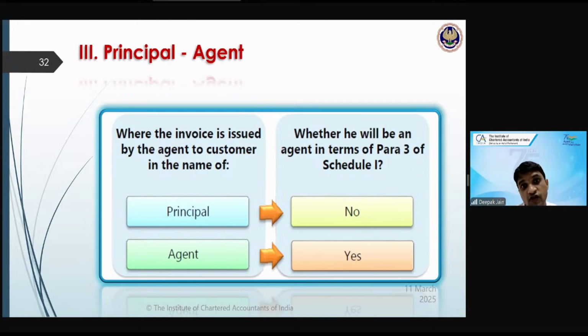But when the invoice is issued by the agent to the customer in the agent's name, then it will be an agent in terms of para 3. So basically, whenever agent has his name on the invoice, then GST will be liable on agent principal. Correct. Clear? Because we'll have some scenarios here to understand. If you have understood this, then we can proceed further.